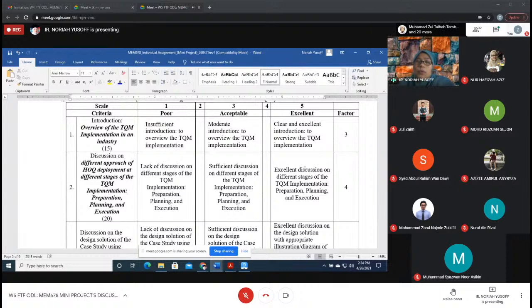Okay. Now, for the introduction, overview of the TQM implementation in industry, clear and excellent introduction to the overview of the TQM implementation. So you have to include very clearly the introduction to the overview of TQM implementation. Okay. So for content number two, discussion on the different approach of HOQ deployment at different stages of the TQM implementation, preparation, planning and execution. So must be excellent discussion on the different stages of the TQM implementation, preparation, planning and execution. So, if you don't understand, you can ask.